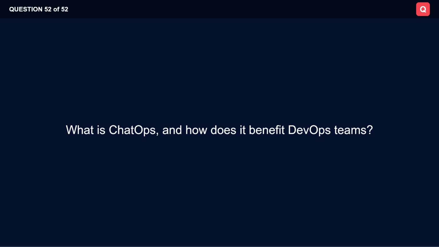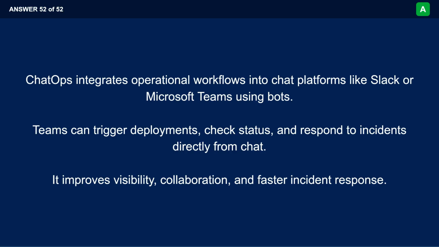What is ChatOps, and how does it benefit DevOps teams? ChatOps integrates operational workflows into chat platforms like Slack or Microsoft Teams using bots. Teams can trigger deployments, check status, and respond to incidents directly from chat. It improves visibility, collaboration, and faster incident response.